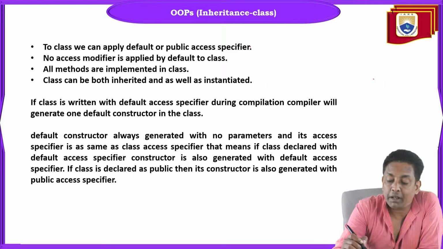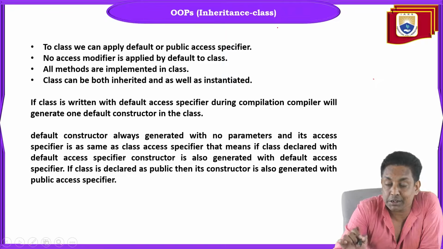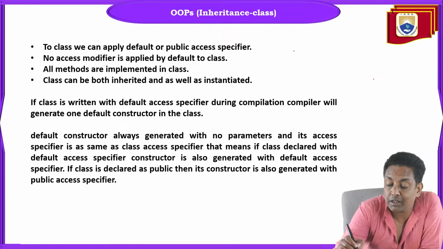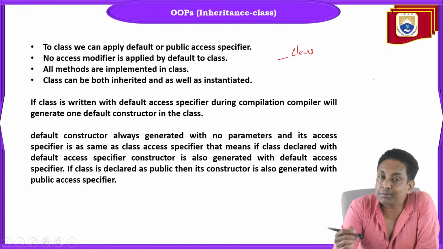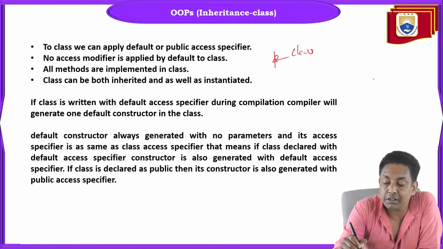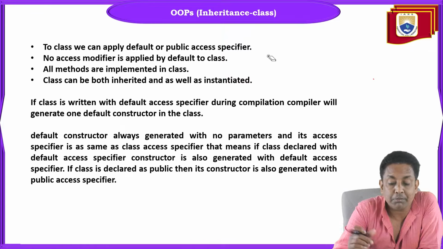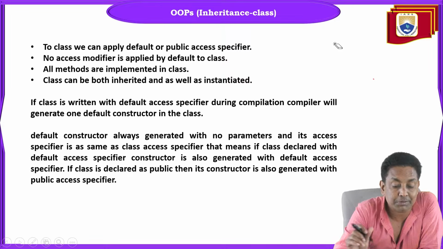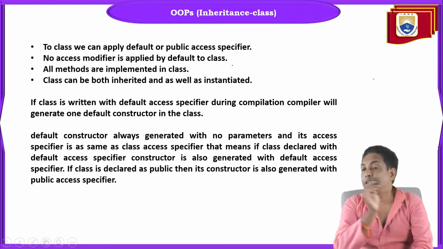To a class we can apply default and public access specifiers. And whenever you write a class, if you don't write any access specifier prefix, by default it is default. If you are interested, you write public, then the class will become public. So to a class we can apply both default or public access specifier. No access modifier is applied to a class by default.